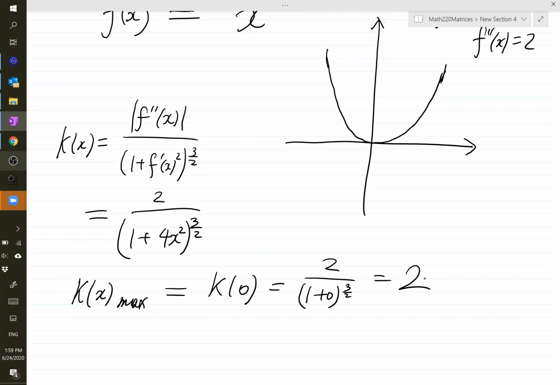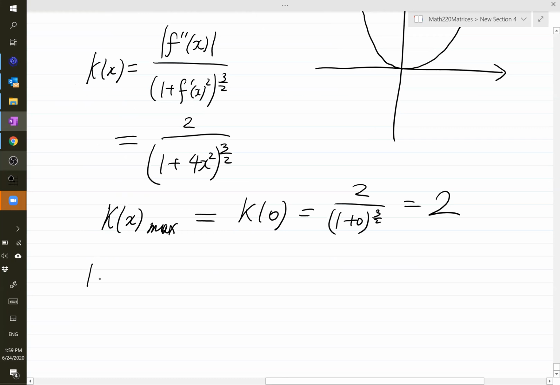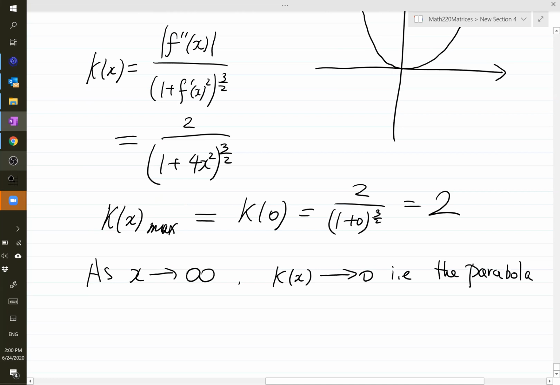Now you see the parabola. When x approaches infinity, the parabola more or less looks like a straight line. The curvature of a straight line should be 0, so this agrees with our algebraic expression. As x approaches plus or minus infinity, kappa of x approaches 0. That is, the parabola y equals x squared looks more or less like a straight line, flatter.